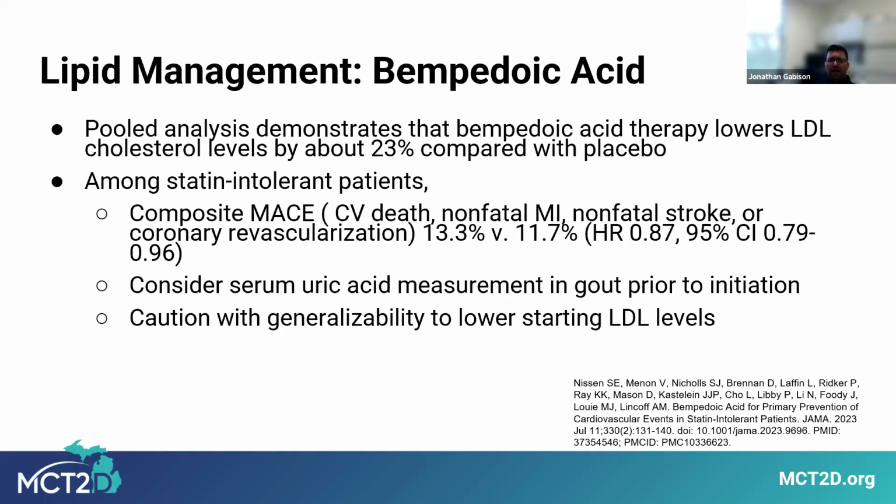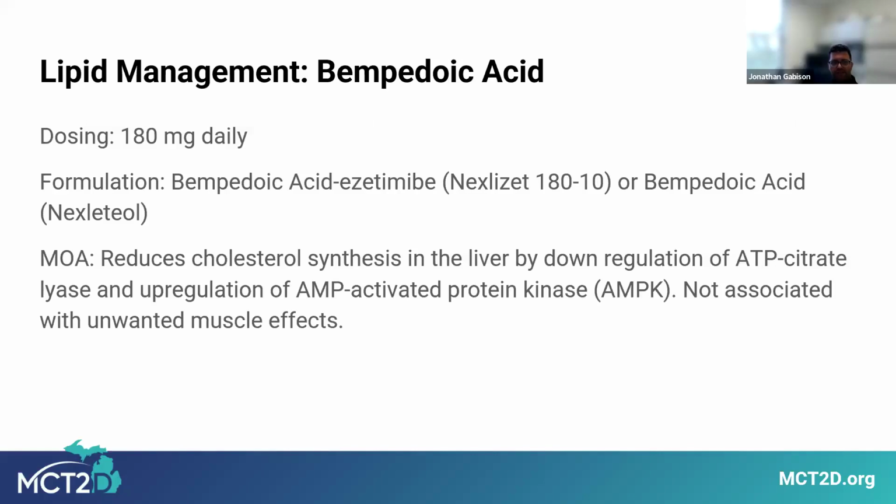And then four, the people in the trial had a mean LDL cholesterol of 142. And so I would be cautious in applying bempedoic acid to patients with LDL lower than 100 for additional lipid lowering based on lack of generalizability. This is specifically patients who are intolerant to statins, and it showed that improvement in major adverse cardiovascular events for that population of people. This is some additional information for bempedoic acid, the dosing, the formulation, and if anyone's interested, the mechanism of action.